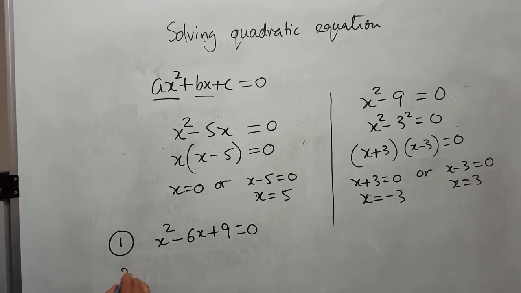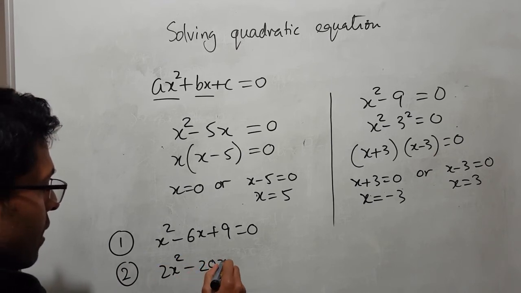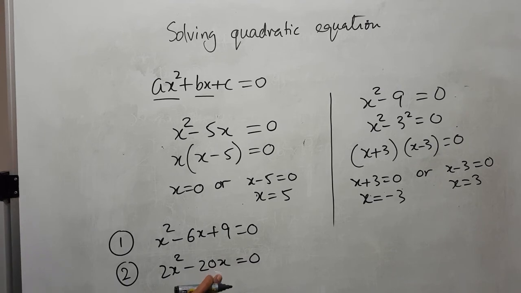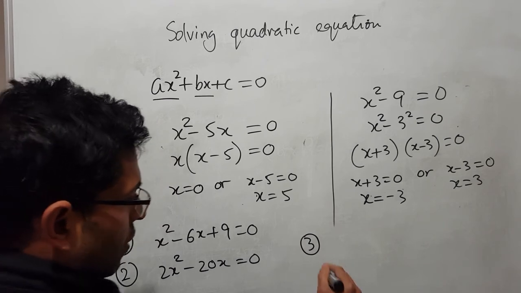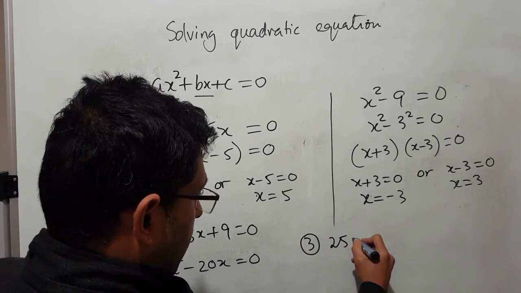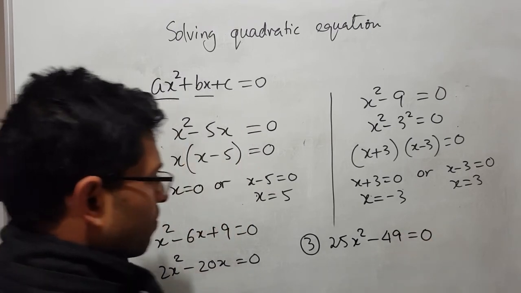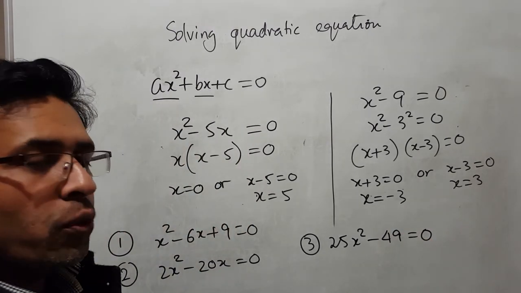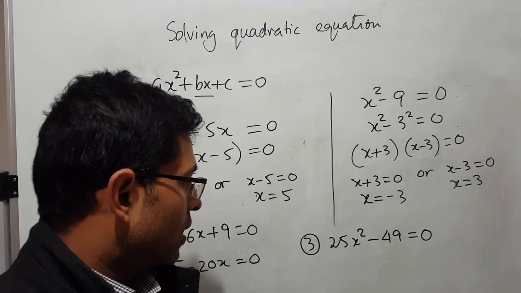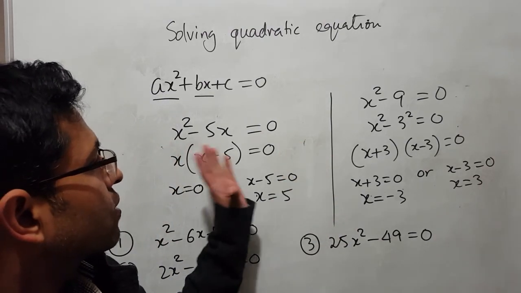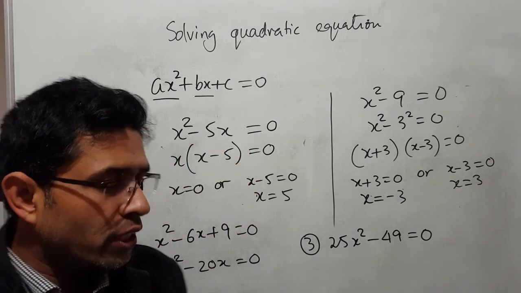And then question 2 for the students would be 2x square minus 20x. So we are using the quadratic term and the linear term. And the third question will be 25x square minus 49 equal to 0. And in all these questions you will get 2 solutions, I mean 2 values of x. So if you understand these 3 types of explanation, the quadratics that I solved, you should be able to answer these questions.